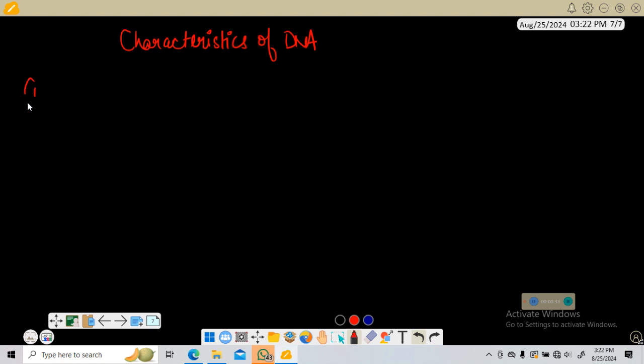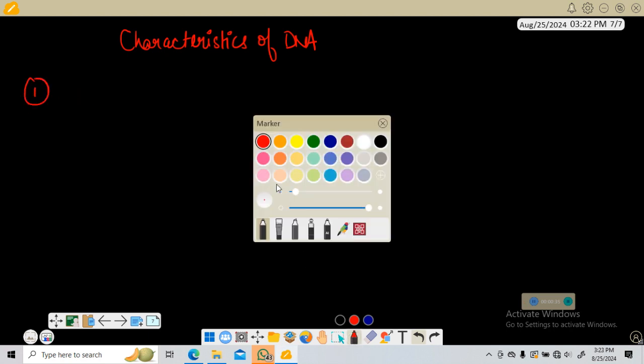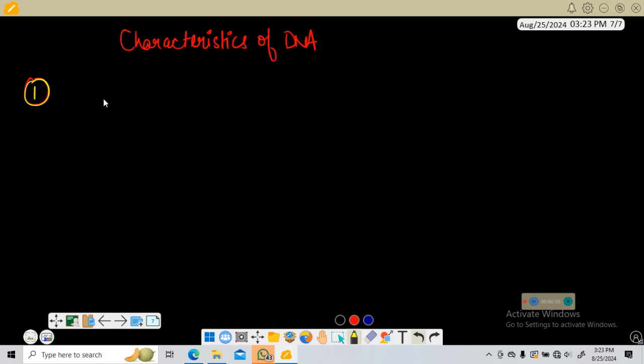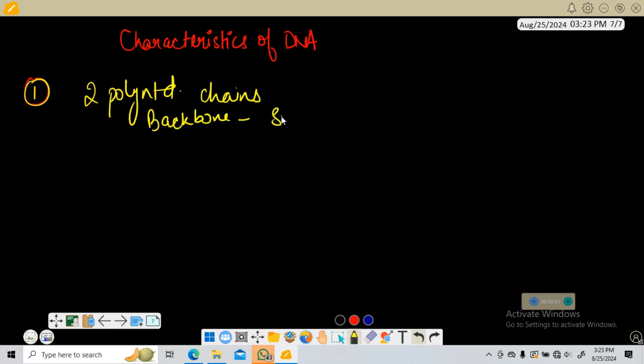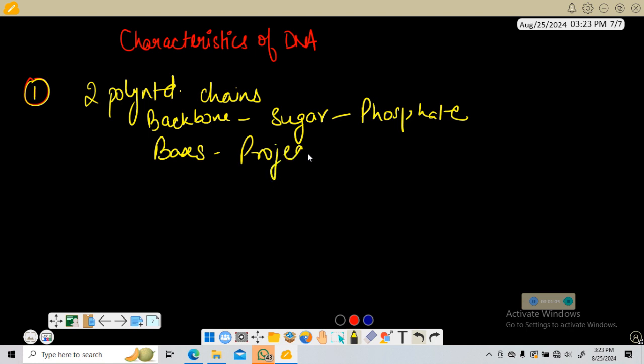So first, it is made up of two polynucleotide chains, and here the backbone consists of sugar and phosphate, and the bases project inside, towards the inner side.